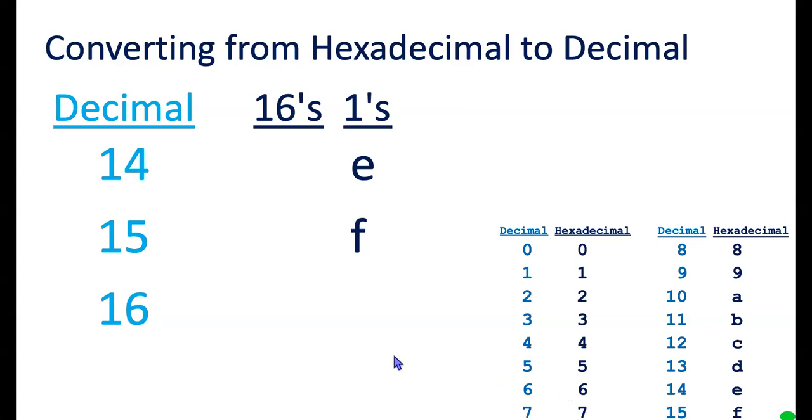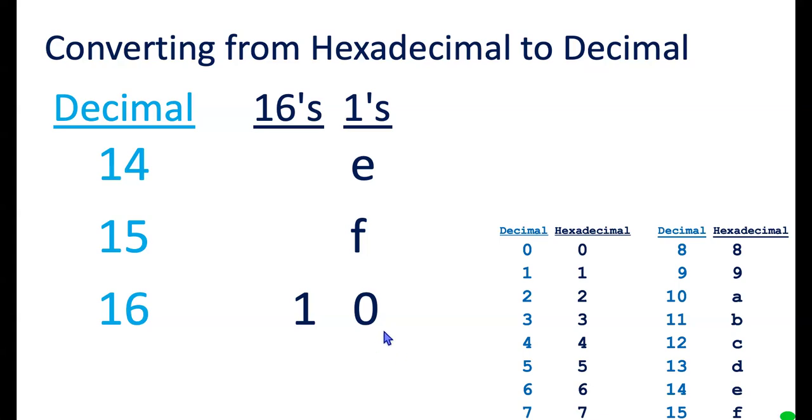What did we do in base 10? What did we do in base 2? We started over. We put a 0 here and increased the next column by 1. So 16 decimal would be the equivalent to 10 hexadecimal, base 16. That's important. That's not 10 decimal. That's not 10 binary. This is 10 base 16.